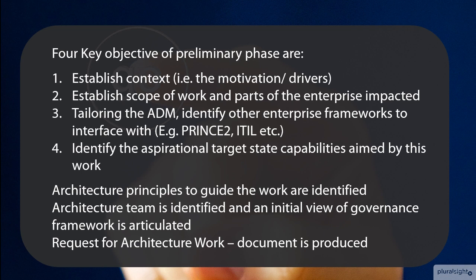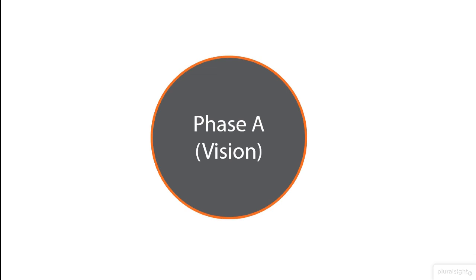Phase A, or the vision phase of TOGAF, is technically the first phase of the ADM cycle. It is initiated based on the consensus arrived at between the architecture team, the program sponsors, and other key stakeholders around the findings of the preliminary phase, where the analysis done in the preliminary phase and documented in a formalized deliverable determines that there is merit and value in proceeding with the rest of the phases of ADM.